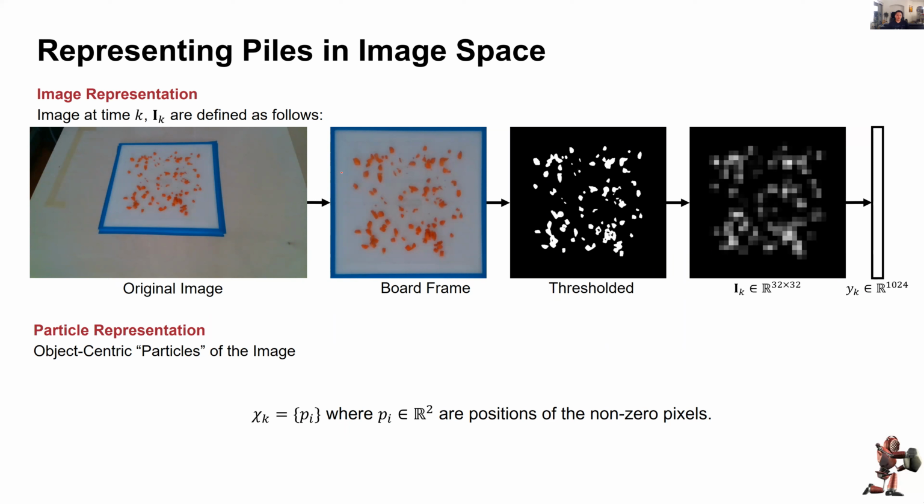We can also think about this as an object-centric representation. We can take all of the coordinates that have non-zero pixels and make a set of those points. That's going to be my object-centric representation. These aren't physical onion pieces or carrot pieces, but simply my pixels.